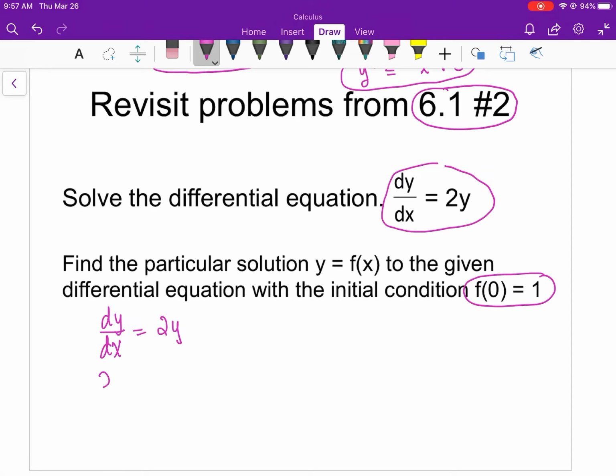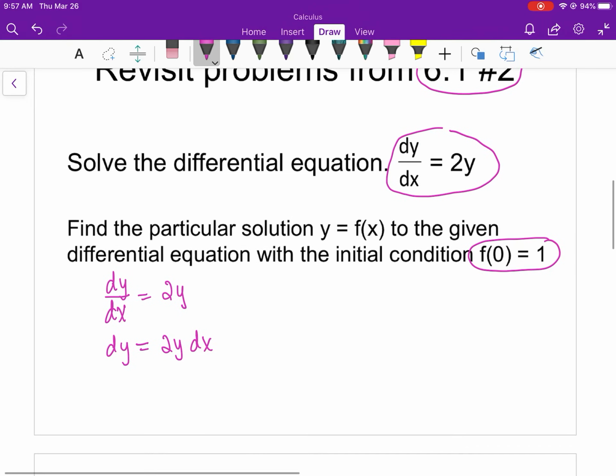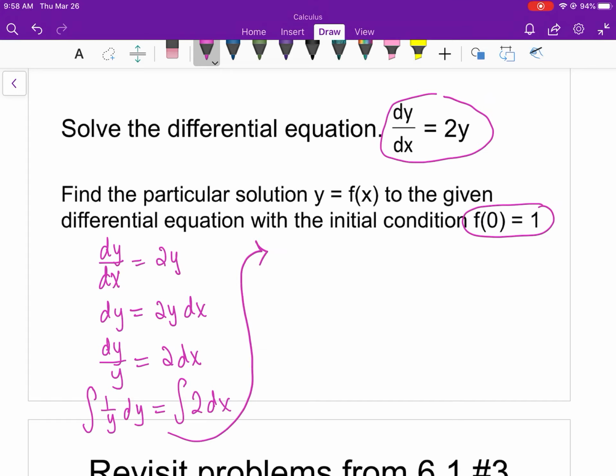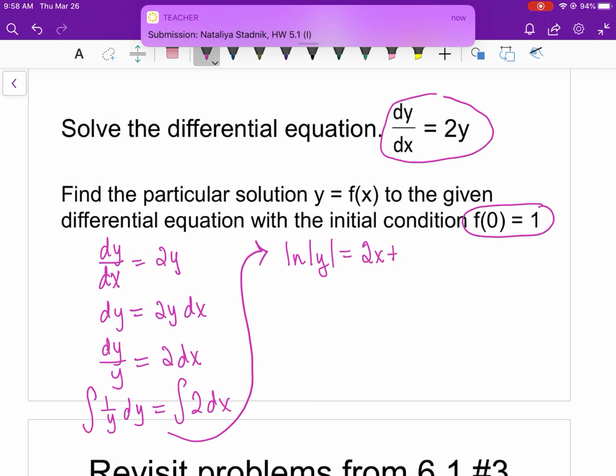Let's see here. First I'm going to multiply both sides by dx. I'm going to have to divide by y. So basically I'm going to integrate 1 over y dy equals the integration of 2 dx. The integration of 1 over y is the ln of y. And that's going to be 2x plus c.